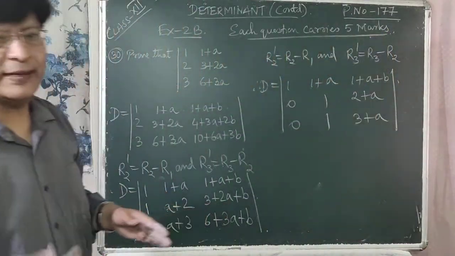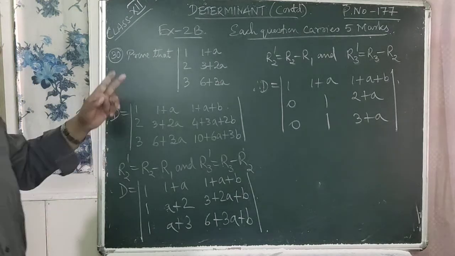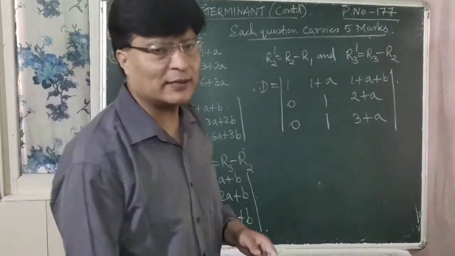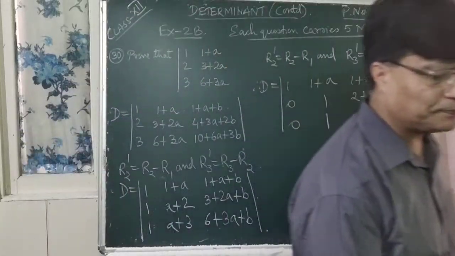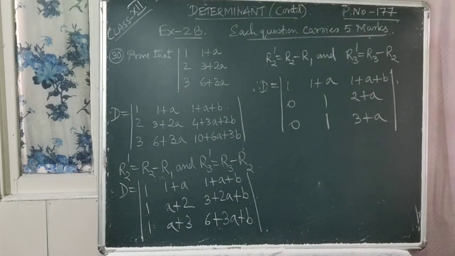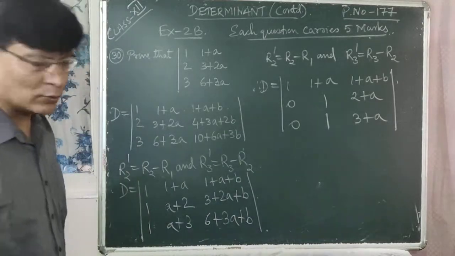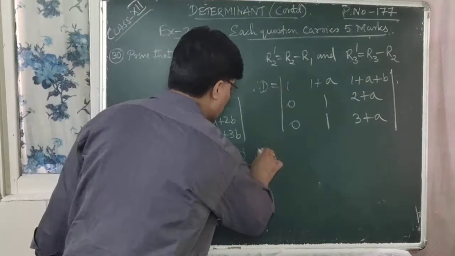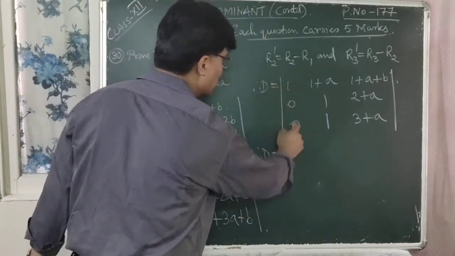So now you can expand it. Now you can expand it with respect to the first column, because in the first column 2 elements are 0. So you can copy it, then we'll expand it. So now let's expand it with respect to the first column. Therefore D is equal to, we will expand it with respect to the first column.